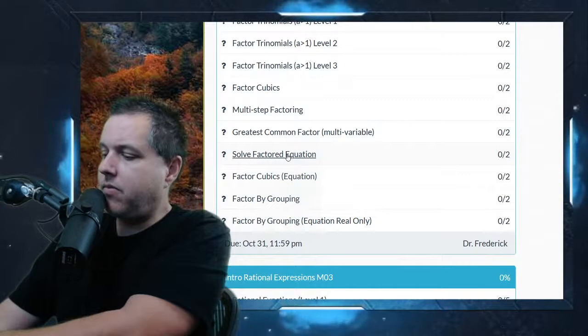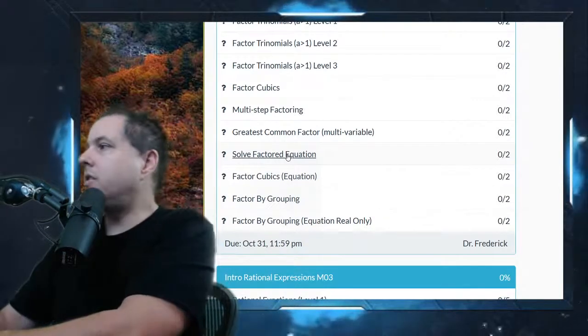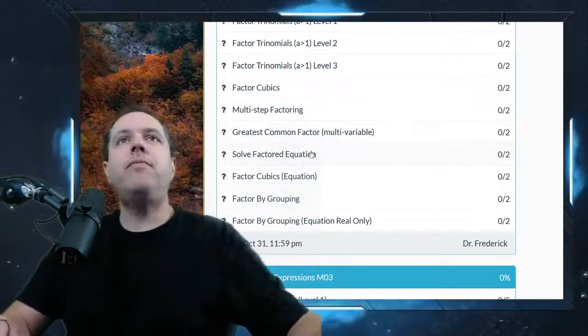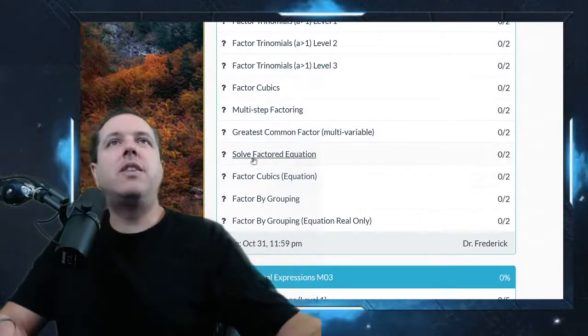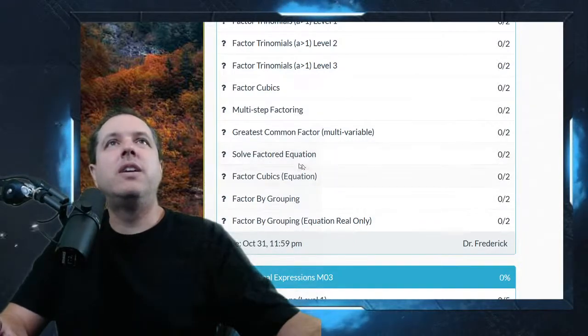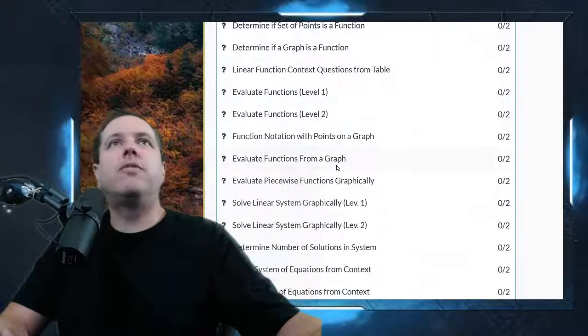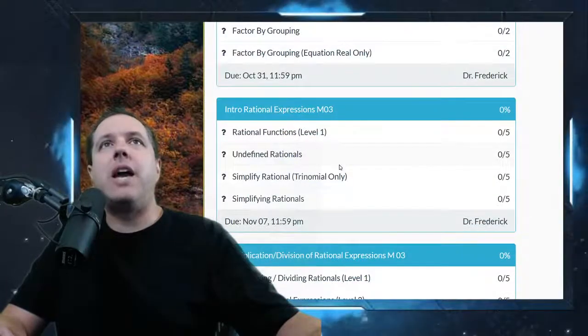Solve factored equation isn't good. Okay, I'm going to have to fix this. I'll fix this after class, but this is not the section that I thought it was. It's a little beyond what we've done because it involves the square roots and stuff like that. So let me go back. I'll fix that later, but let's look at what's being asked about.